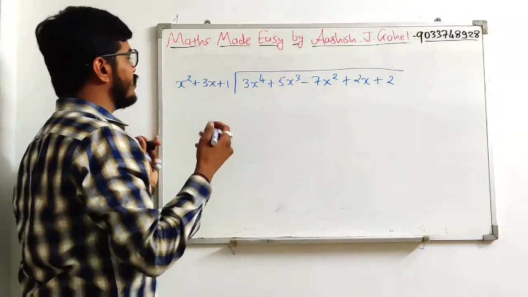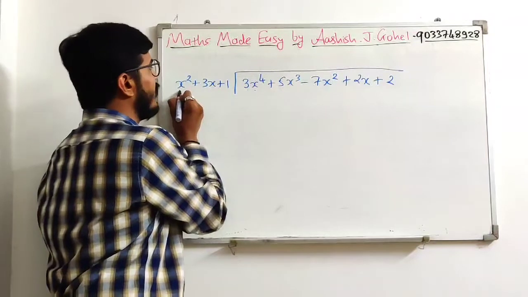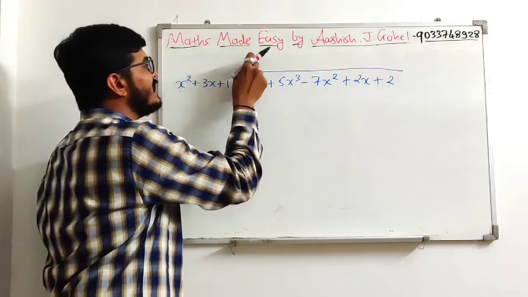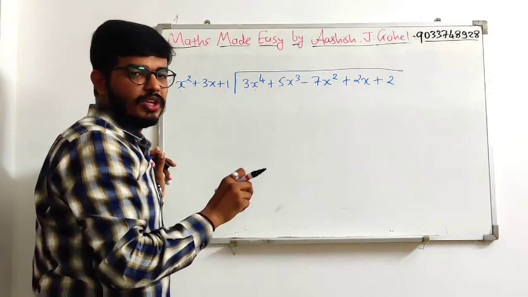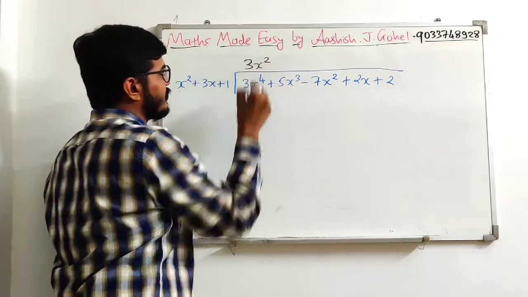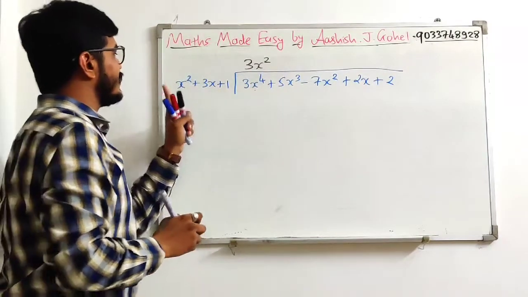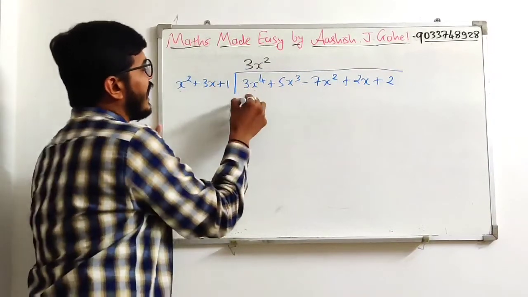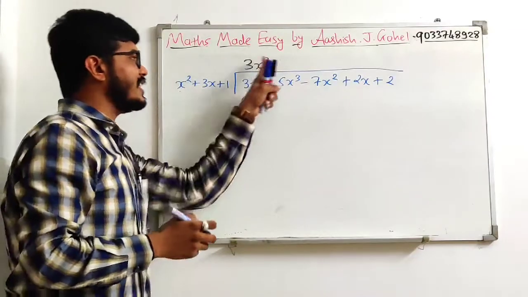First thing we need to do: here 3x raised to 4 is there, here x squared is there, we need to put such a term over here. If I multiply this term with x squared, then I will get 3x raised to 4. So here I am putting 3x squared. If I multiply 3x squared with x squared, I will get 3x raised to 4. Now how to identify that I need to put 3x squared only?